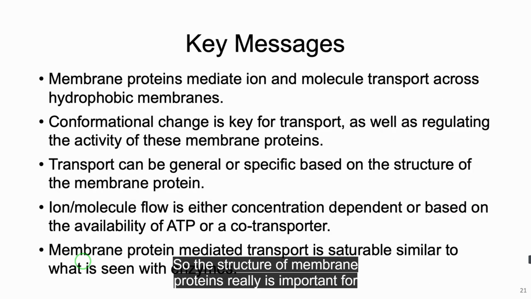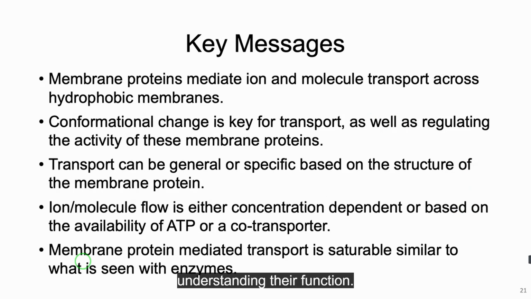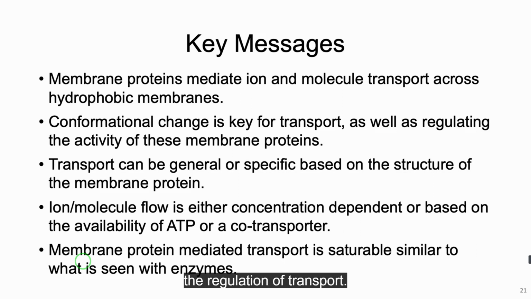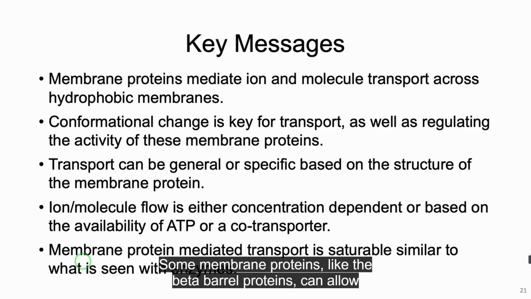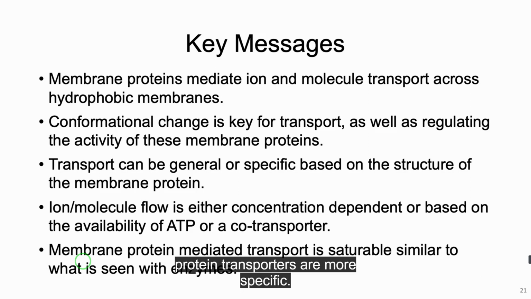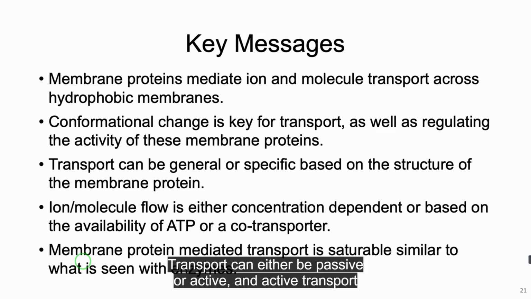So the structure of membrane proteins really is important for understanding their function. We see that conformational changes are key for the movement of ions and molecules across the membrane and can also help with the regulation of transport. Some membrane proteins, like the beta-barrel proteins, can allow multiple molecules to cross the membrane, while other membrane protein transporters are more specific. Transport can either be passive or active, and active transport uses energy or concentration gradients to move molecules across the lipid bilayer up their concentration gradient. Keep in mind that transport is also saturable, so this is all due to the interaction of the molecules with the amino acid side chains found in the proteins.